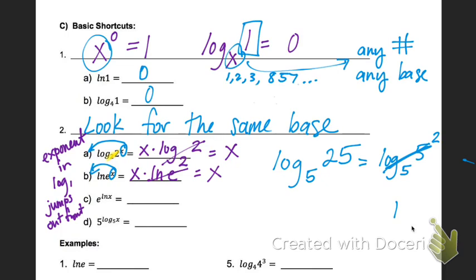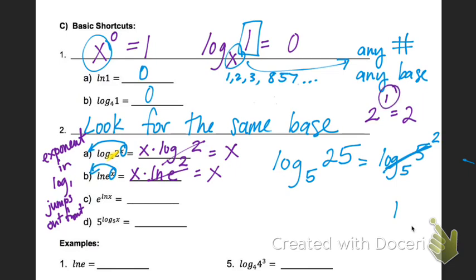I'm kind of confused. So you have your exponent. It moves out front. If your base and the number next to it are the same, that will cancel and the whole thing becomes 1. Why? Because if I change this back to exponential form, it would be like saying 2 to the first power equals 2. Is that a true statement? So that's why it's 1.